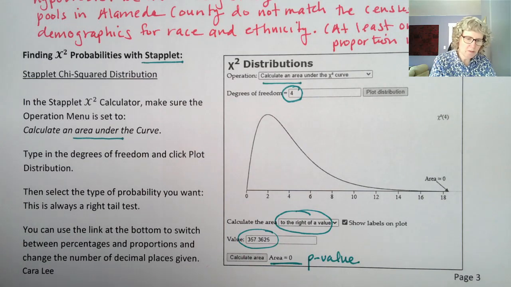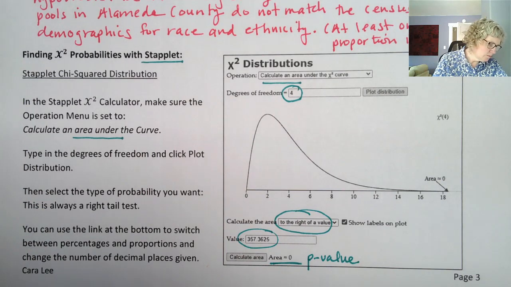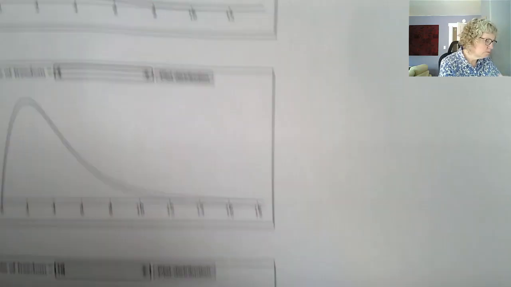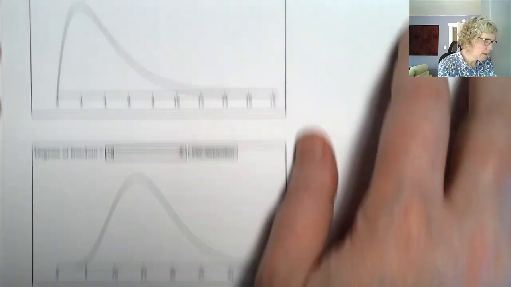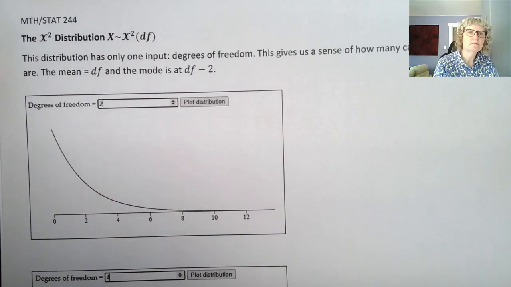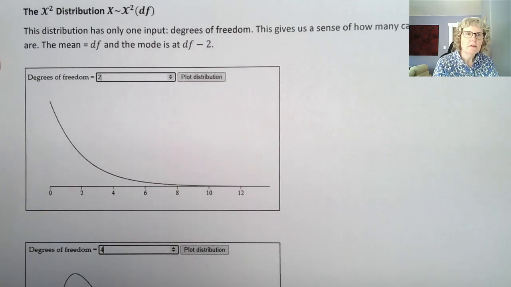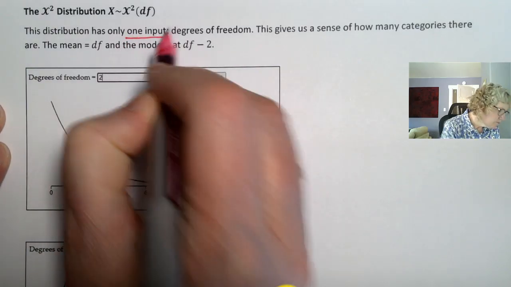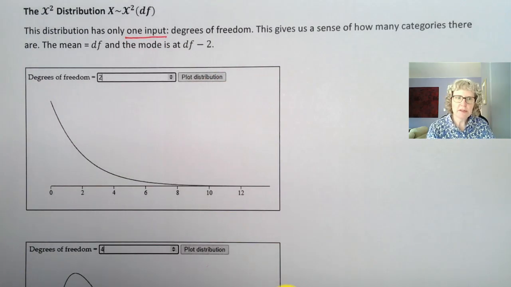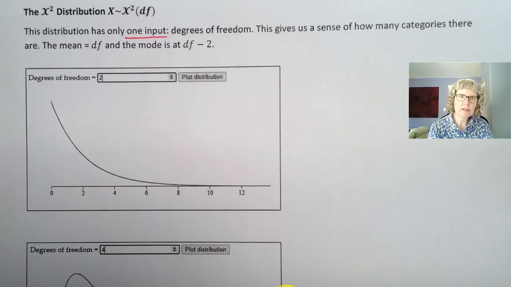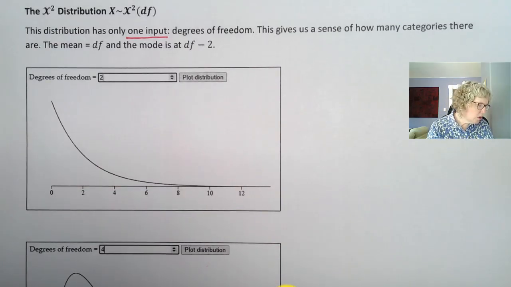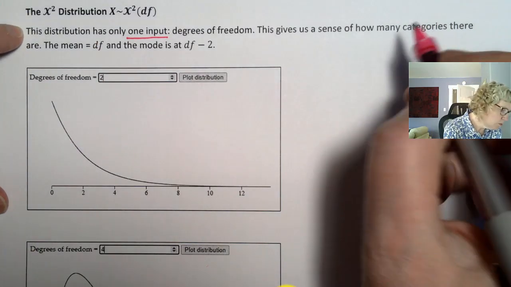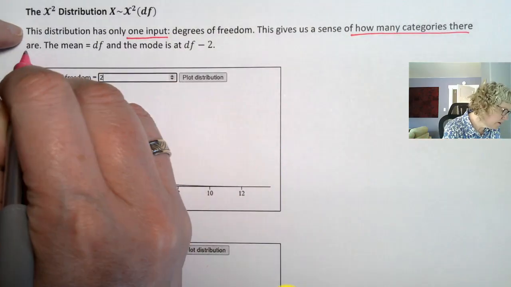I'll show you a little bit more about this chi-square distribution. Okay, so the chi-square distribution, as you saw, it only has one input. Like normal has two inputs. It has a mean and a standard deviation or standard error, depending on the context. There's only one input, which is degrees of freedom, okay? Now it has to do with how many categories there are, okay?